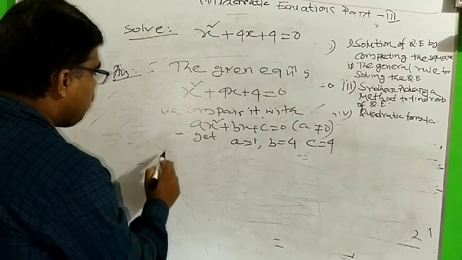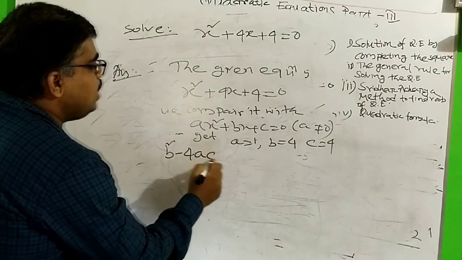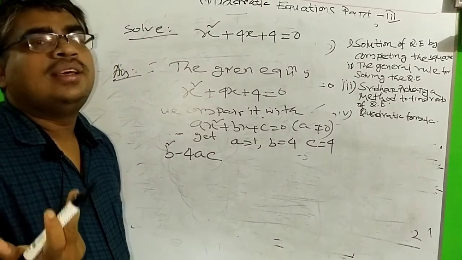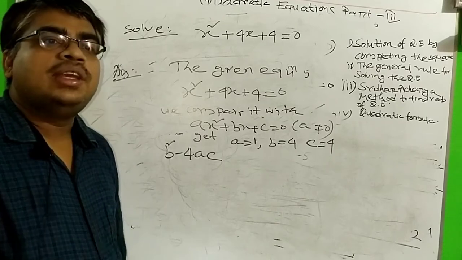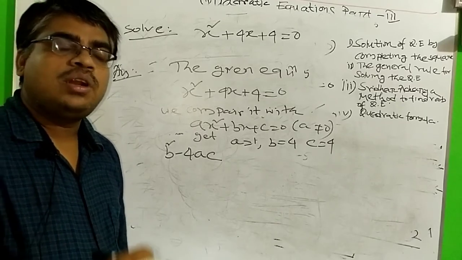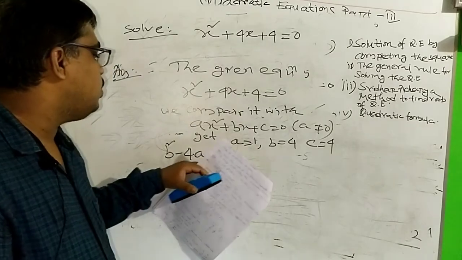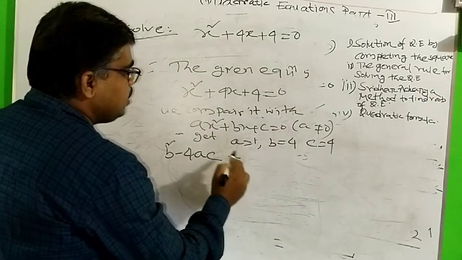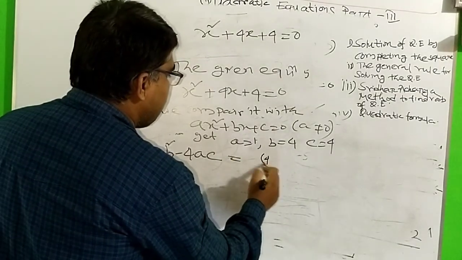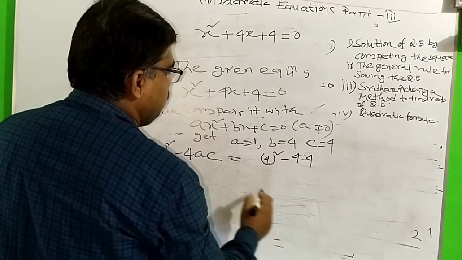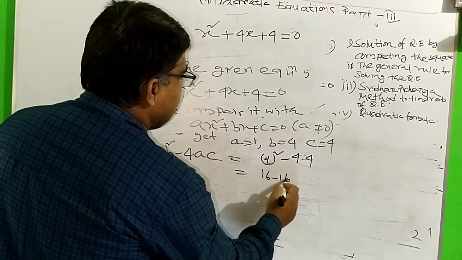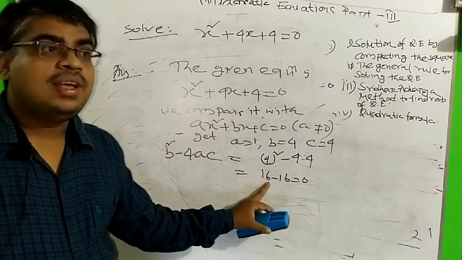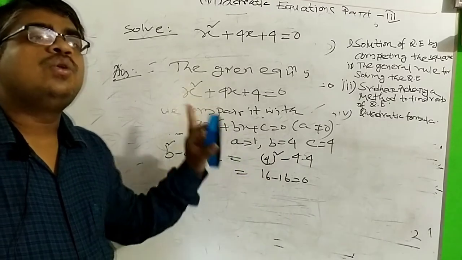At first we find b square minus 4ac, because b square minus 4ac is a vital term. If b square minus 4ac is less than 0, then the given equation will not have any real roots. If b square minus 4ac is greater than or equal to 0, then the equation will have roots. Okay, b square minus 4ac, 4 square minus 4 into 4 equal to 16 minus 16 equal to 0. Since b square minus 4ac equal to 0, that is not negative, hence the given equation will have roots.